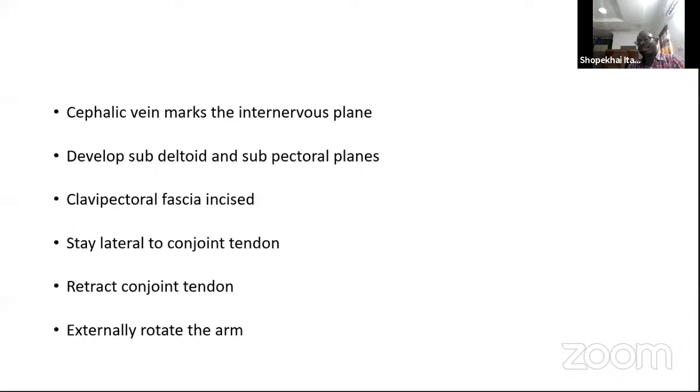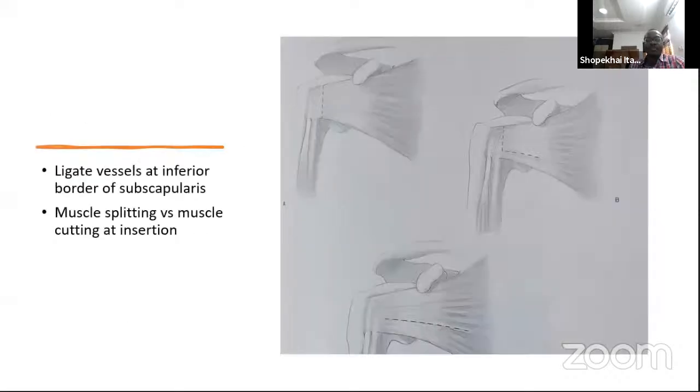So for ease of access, many people would osteotomize the coracoid process, and the conjoint tendon moves together with it by blunt dissection. You flip that away, and what you find underneath the conjoint tendon is the subscapularis. To get a better view of the subscapularis, you need to externally rotate the arm. And then at the inferior border of the subscapularis, you have vessels which are coming from the anterior circumflex humeral artery. These need to be ligated.